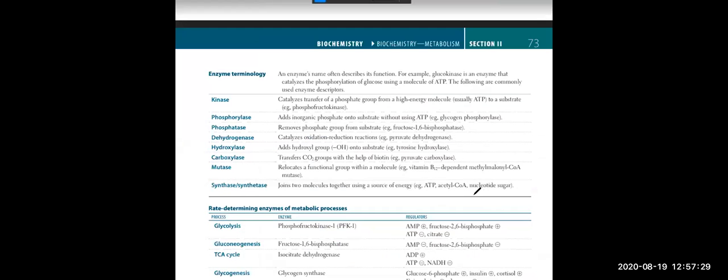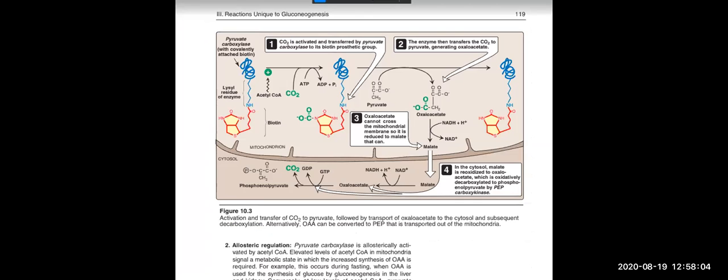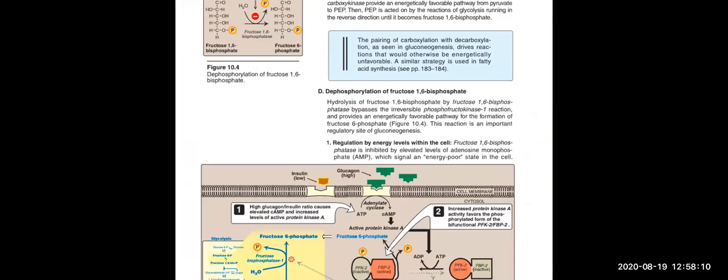Now in your book, you see these 2 enzymes. They join the 2 molecules together using a source of energy, and that source of energy can also be a nucleotide sugar. So let's see which enzymes these are and how they are joining 2 molecules together. Let's see it practically. Let me see in the book if I can see a synthase or a synthetase nearby, even in any other example.